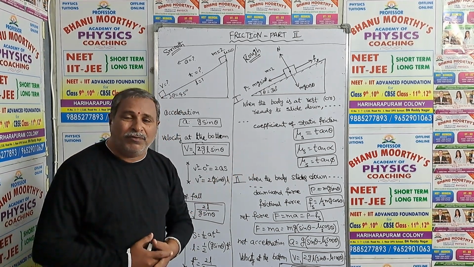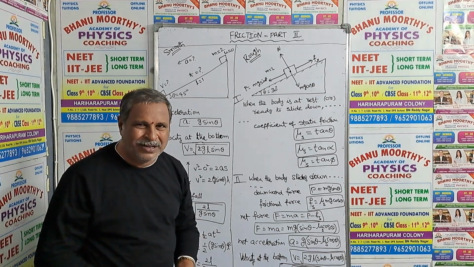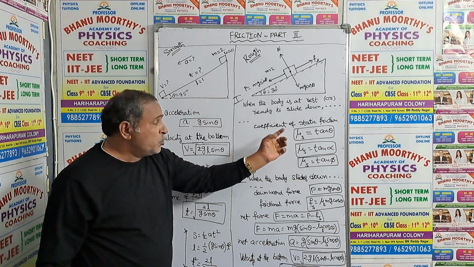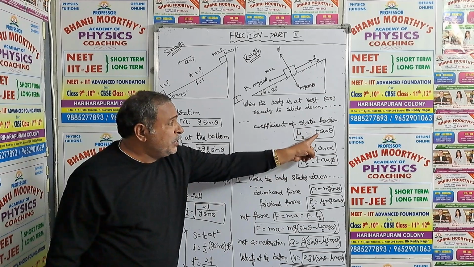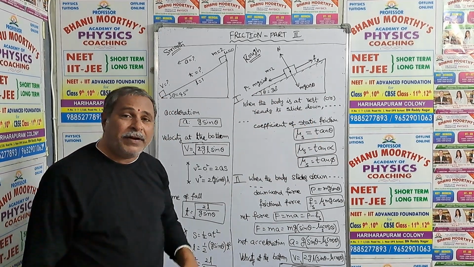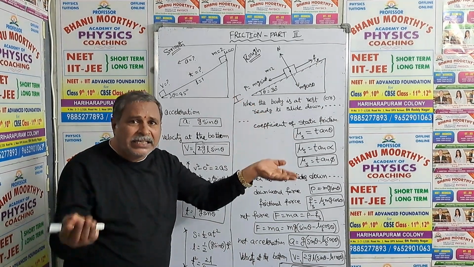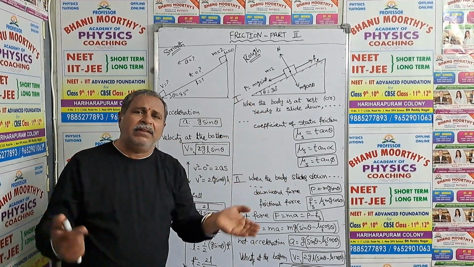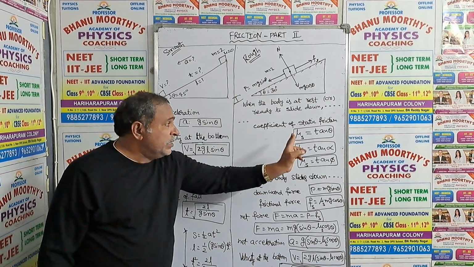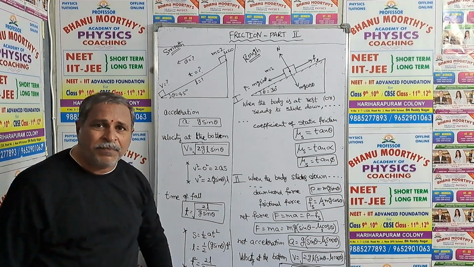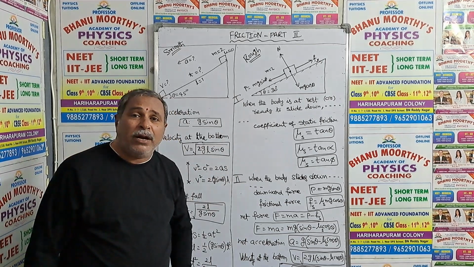According to the definition, coefficient of static friction is the ratio of static frictional force to the normal force. So by the definition you will get this: coefficient of static friction is numerically equivalent to the tangent of the angle of friction. If the angle of inclination is given as 30 degrees, tan 30 is 1 by root 3. If the angle of inclination is 60 degrees, it is root 3. If the angle of inclination is 45 degrees, then the coefficient of static friction is 1.